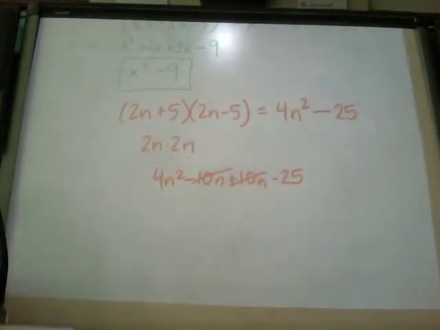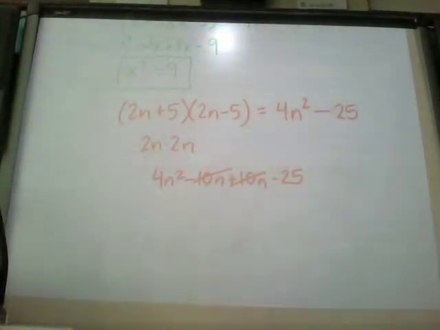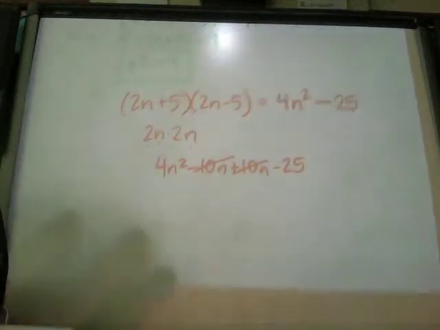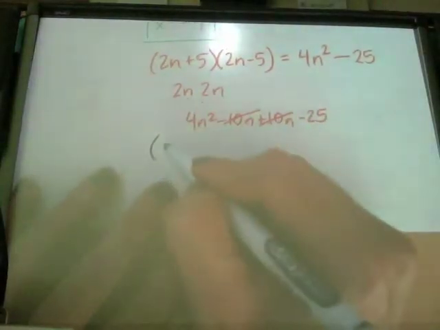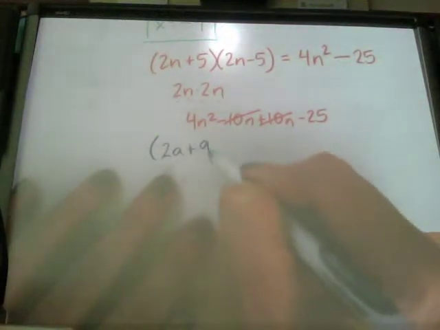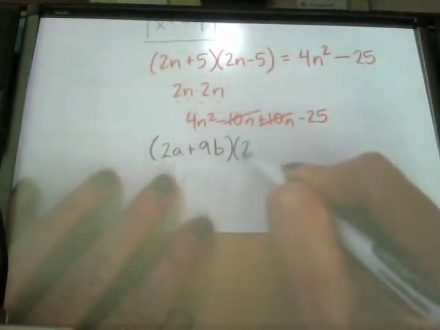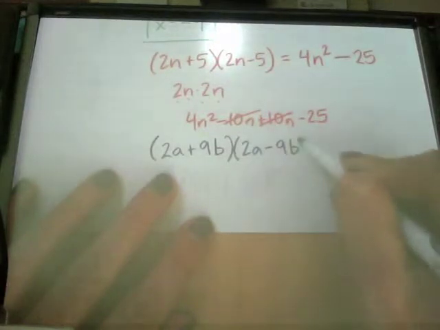Should I do another one? Maybe one more. Let's do one more, and then I'm going to show you how we're going to go backwards with it. Let's make it one step harder, we're going to add in one extra variable. 2a plus 9b, 2a minus 9b.